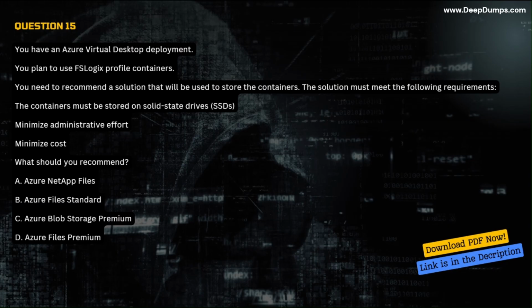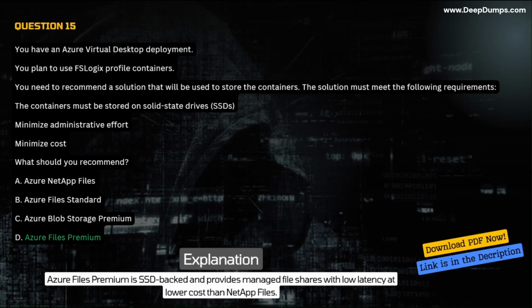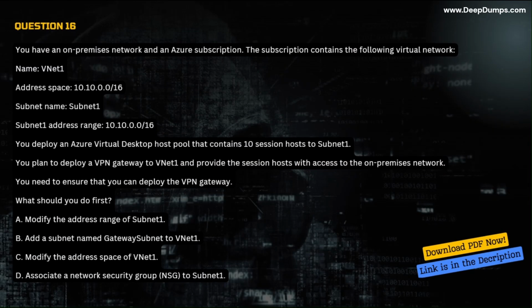What should you recommend? A. Azure NetApp Files. B. Azure Files Standard. C. Azure Blob Storage Premium. D. Azure Files Premium. Correct answer D. Azure Files Premium. Explanation: Azure Files Premium is SSD-backed and provides managed file shares with low latency at lower cost than NetApp Files.